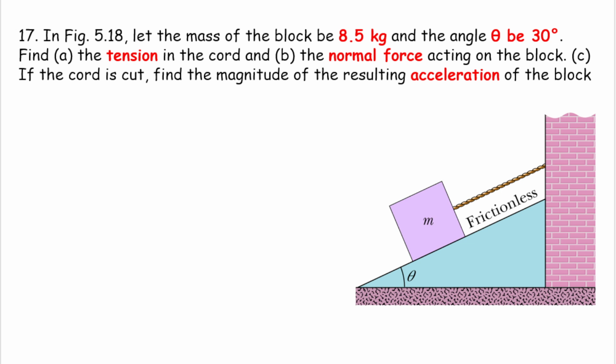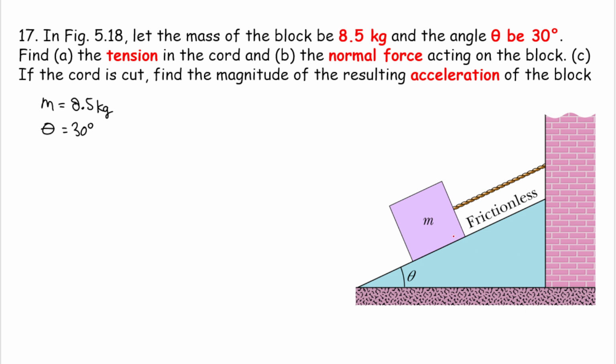Hello, in this video, I will explain how to solve this problem from Halliday's book. The question is, in figure 5.18, let the mass of the block be 8.5 kilograms and the angle theta be 30 degrees. Okay, maybe let's write that first. Our mass of the block will be 8.5 kilograms and the angle will be 30 degrees. So we have this given by the problem, and find the tension of the cord.